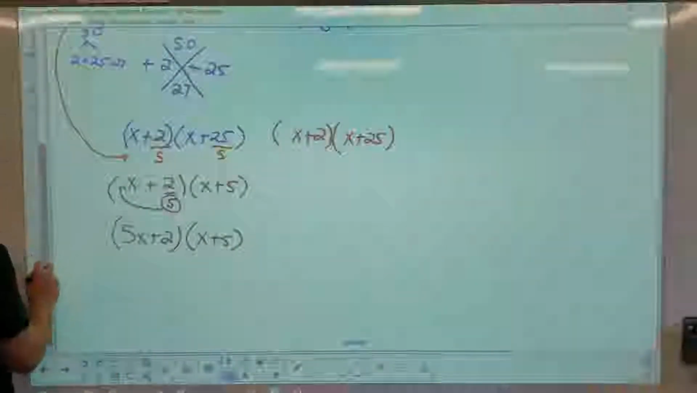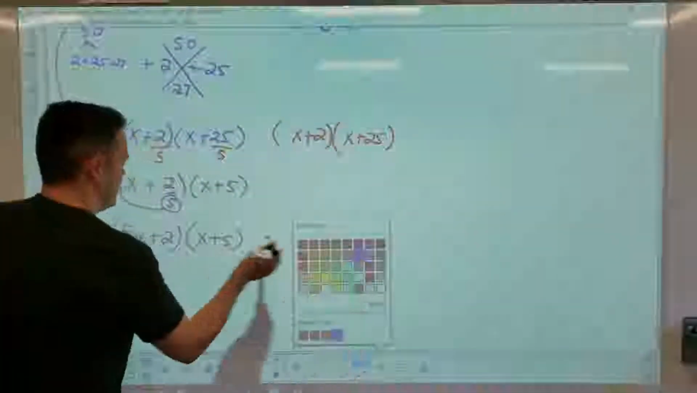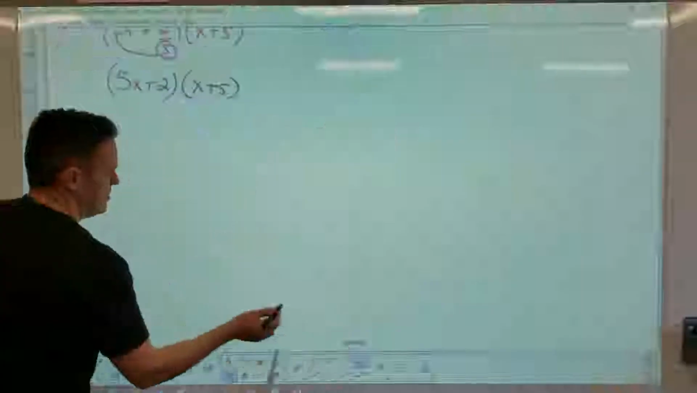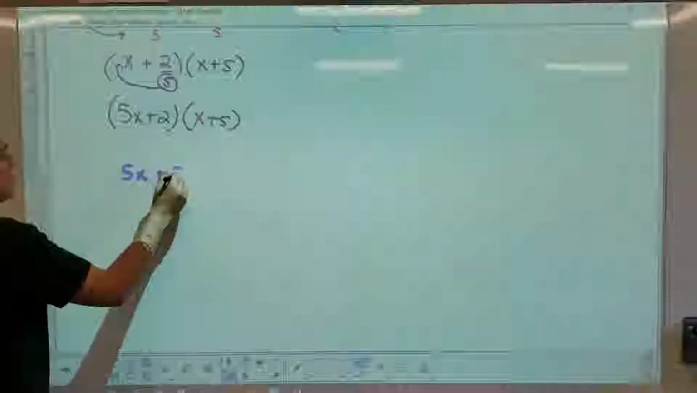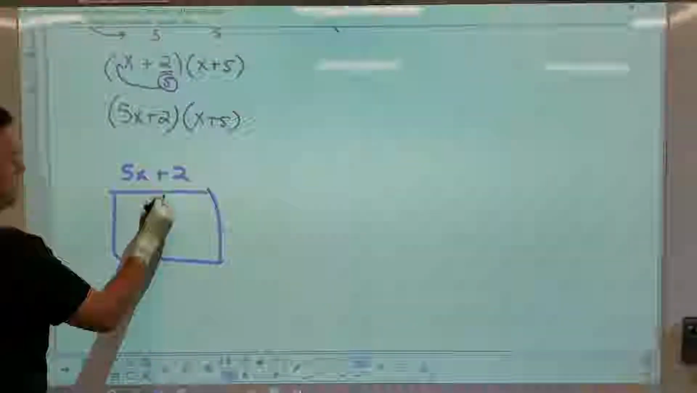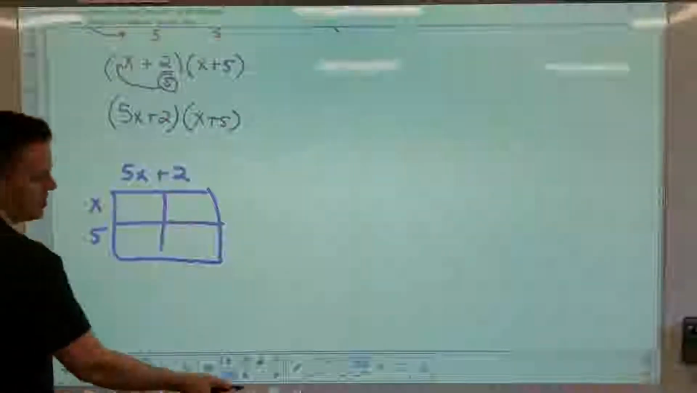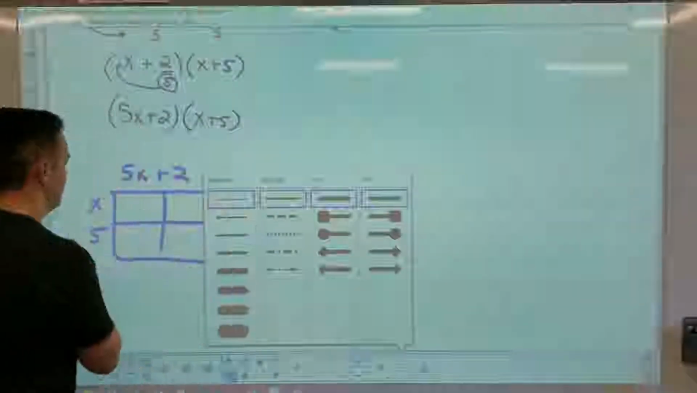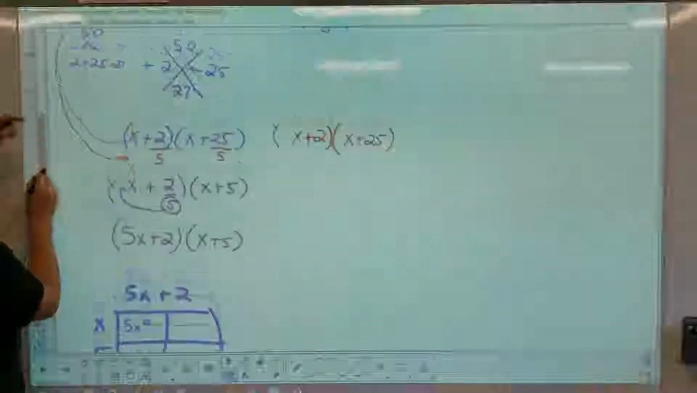Now, if we were to multiply this out from this particular point, so if we got 5x plus 2, and then you do your box method, okay, it'd be x and a 5. Sorry for all the bells. This would be 5x squared, okay? That's the problem we have.